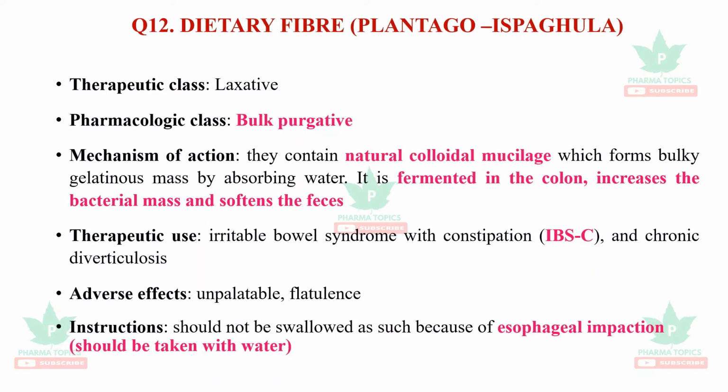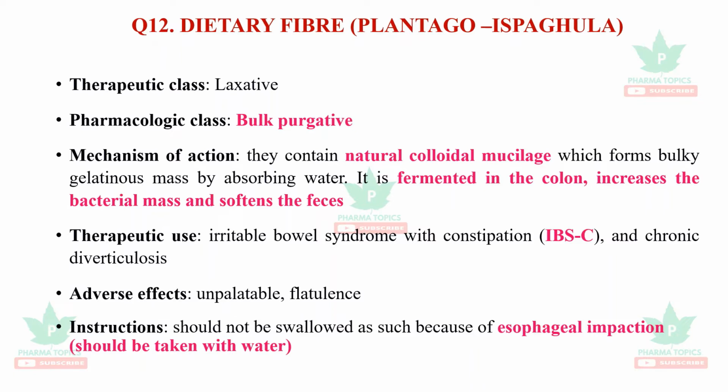Next to dietary fiber, question number 12 is ispaghula or plantago. They are bulk purgatives. They contain natural colloidal mucilage, which forms a bulky gelatinous mass by absorbing water. It is fermented in the colon, increases the bacterial mass, and softens the feces.